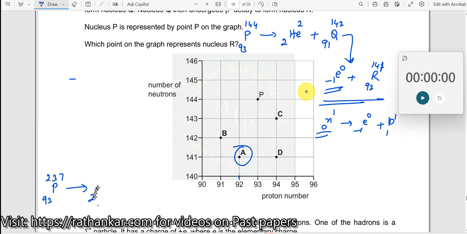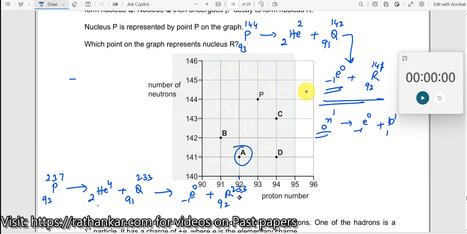This now becomes 2He4 plus, now what is this Q here? Q will become 91 over here. 237 minus 4 is 233 over here. This in turn will become -1 E0 plus, what is this R here? This should be 92 and this should be 233. If I write like this, now you can find out the neutron number. If you are not conversant with this methodology, understanding the logical reasoning behind it, you can go by the conventional method also.